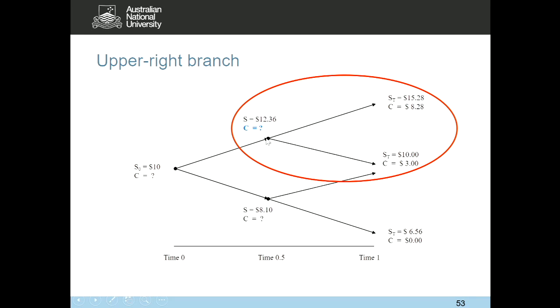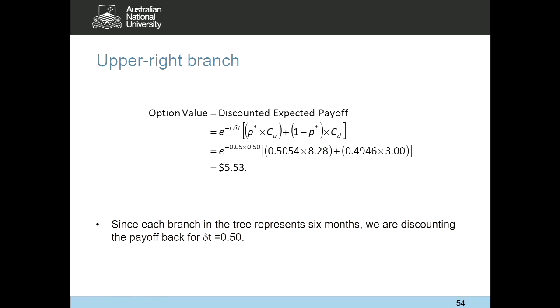Now, in the upper right branch, I'm standing here. I know there are two outcomes that can occur. If the share price increases to $15.28, the call option makes a payoff of $8.28. If the share price goes down to $10, that would make a payoff of $3. And we know the probability of that happening. We have a 50.54% chance the share price will go up, and a 49.46% chance the share price will go down. So we have the risk-neutral probability, right?